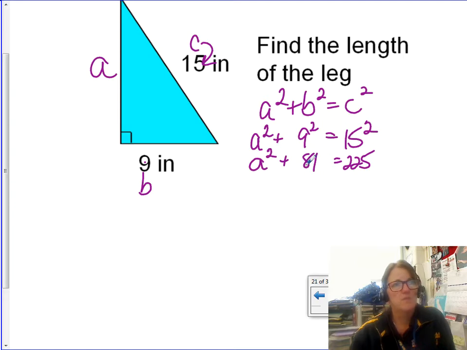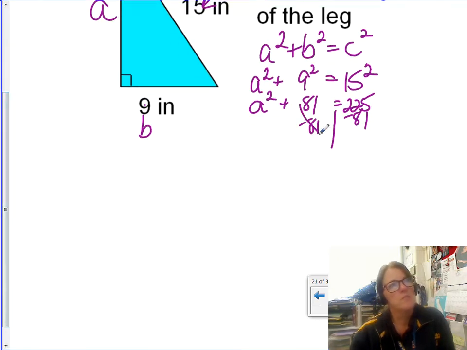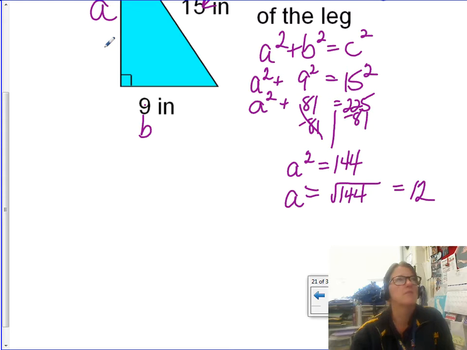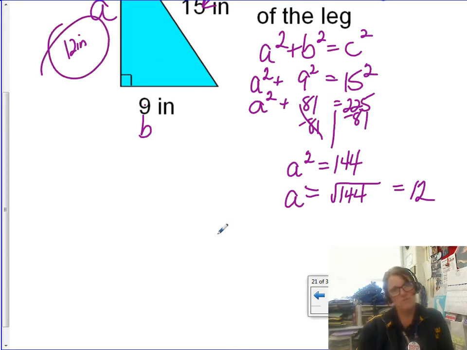All right, well, I simplify these to be 81 and 225. And then I'm thinking, well, I'm going to have to get a squared by itself. So I subtract 81 from each side. And oh, look at how beautiful that is. A squared is 144. So a is the square root of 144, which is exactly 12. So this side is exactly 12 inches. Sweet.